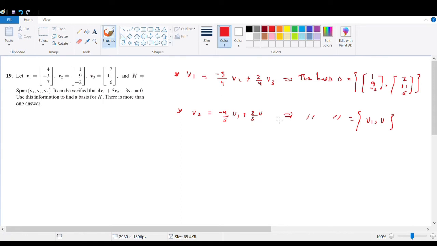v3. If we can write v2 in terms of v1 and v3. Similarly, if we write v3 equal to 4 over 3 v1 plus 5 over 3 v2. So from here it is clear that the basis is equal to the set of vectors v1, v2.